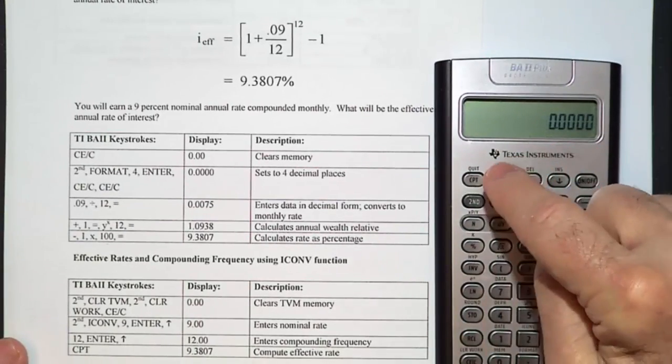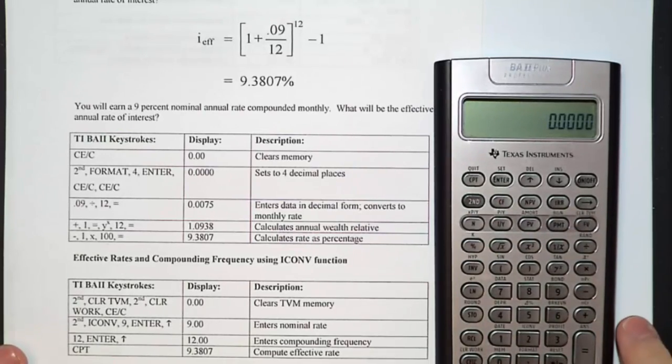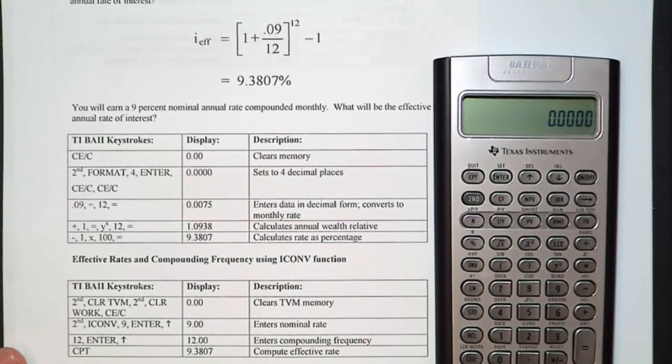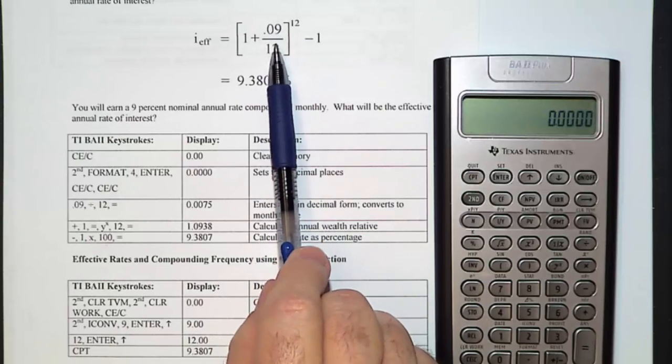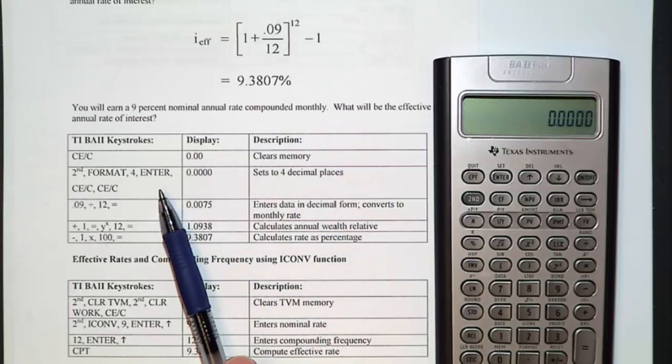So let's clear. We didn't have to clear time value of money. It's not a time value of money question. I'm already at 4 decimal places, so there's no need for me to go back through that. Now, note that most of us, well, all of us, learn to go from left to right on the page. But in this problem, we're actually going to start in the middle, then go to the left, and then go to the right. So here's how we would go about doing that.